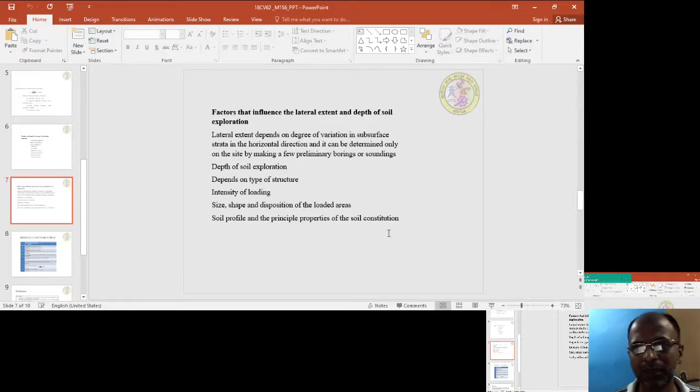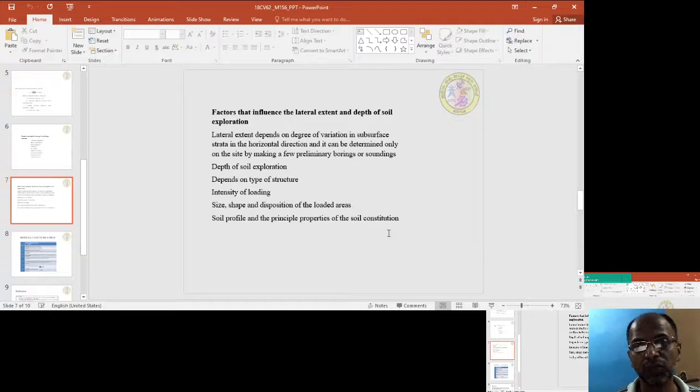in the same site. Loading intensity: if I am applying a load by keeping a future helipad construction on top of the apartment, then you have to go until you get a hard bearing strata. If you are planning for some gym, so heavy loads have to be planned, then you have to go for a deeper depth, and the extent also you have to increase in the horizontal direction.